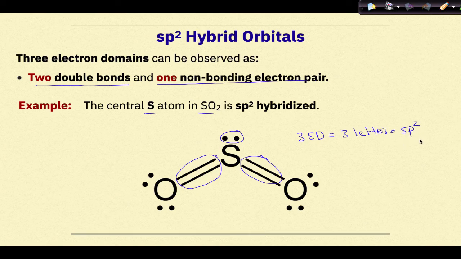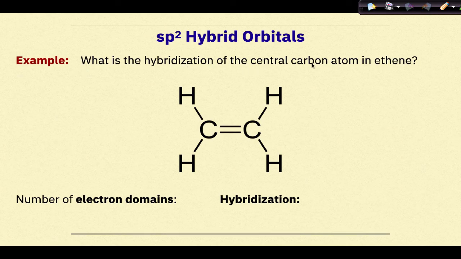What is the hybridization of the central carbon atom in ethene? Well, you can pick either carbon atom. It's not really going to matter. So let's look at the number of electron domains. For this carbon, 1, 2, 3. So 3 electron domains. So the hybridization here must be sp2. 3 electron domains, 3 letters, sp2. And that applies to either this carbon or to this carbon. They are both sp2 hybridized.